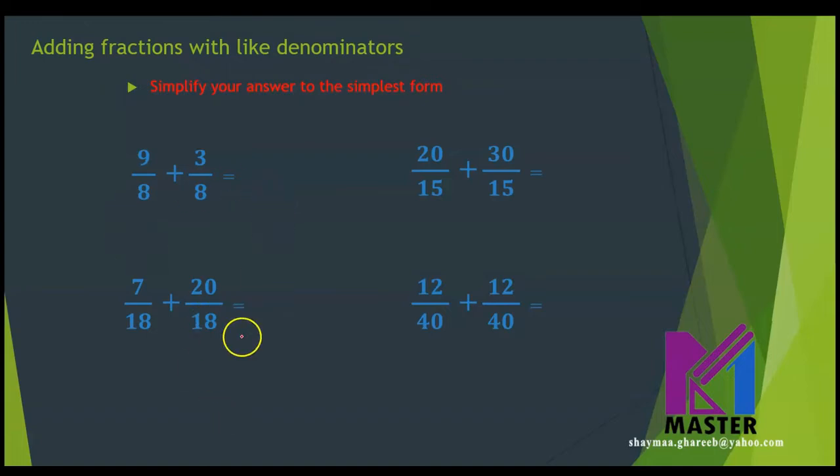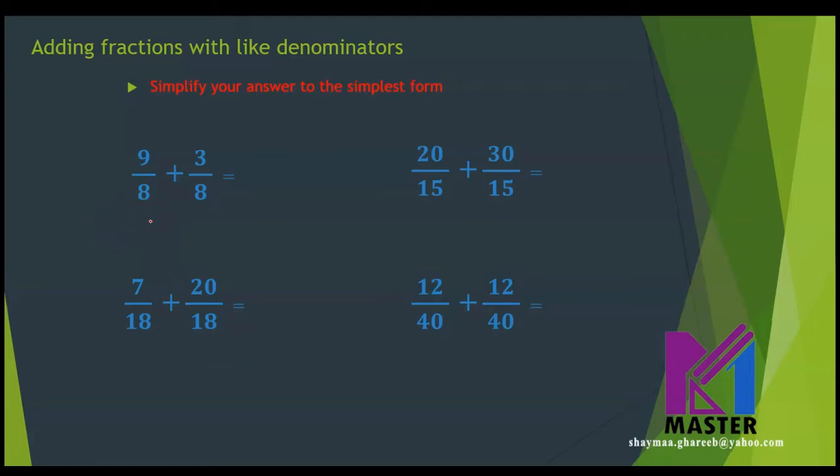Now look at these fractions. We are going to do exactly the same. 9 eighths plus 3 eighths, 20 over 15 plus 30 over 15, 7 over 18 plus 20 over 18, 12 over 40 plus 12 over 40. Now let's do the first example.